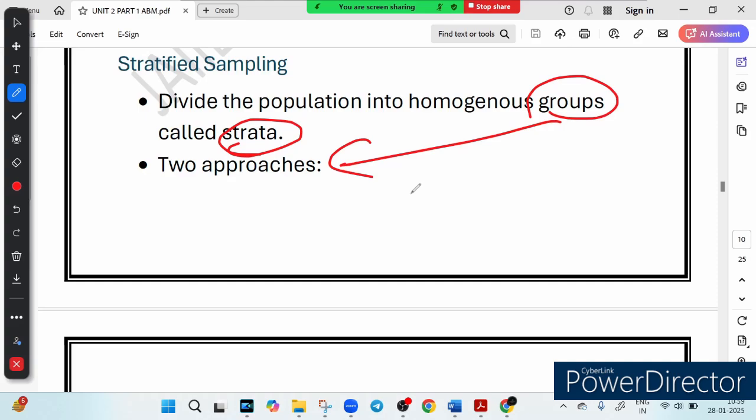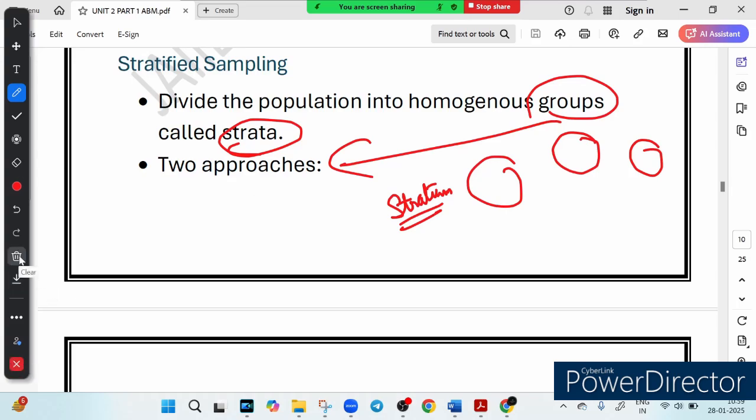Now here is how stratified sampling works. First, you pick a random number of people from each stratum. So there are different strata that you have, and from each stratum you pick a random number of people, and the number you choose is based on how big each group is compared to the whole population.